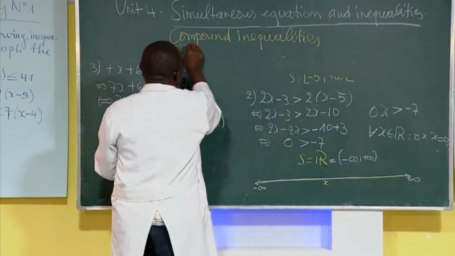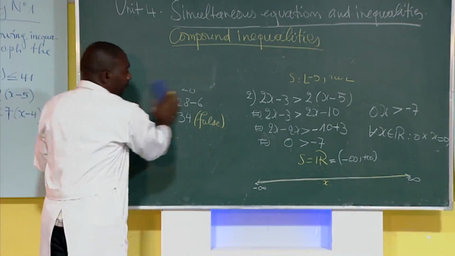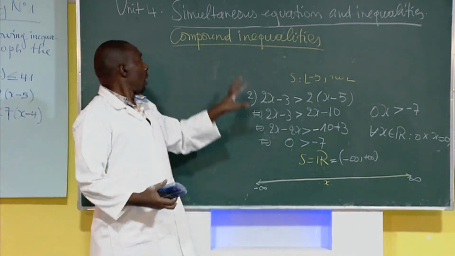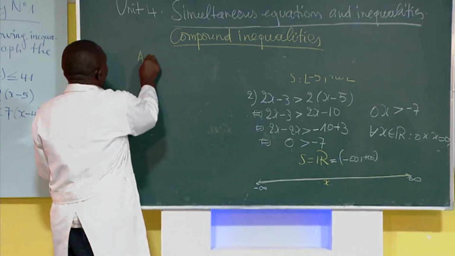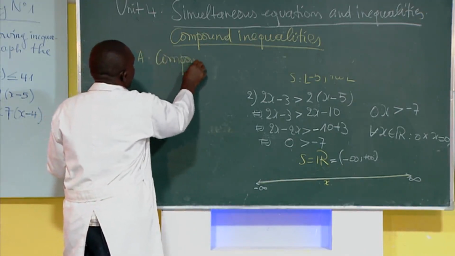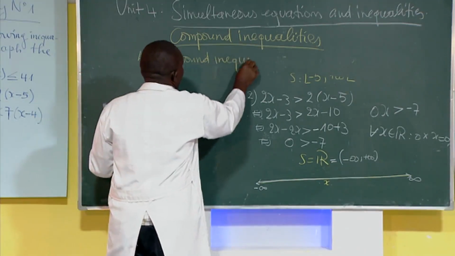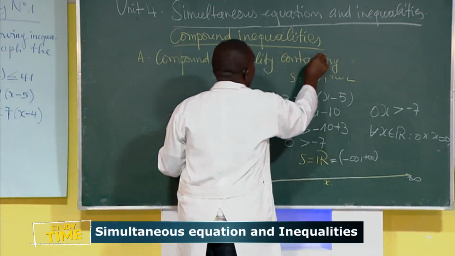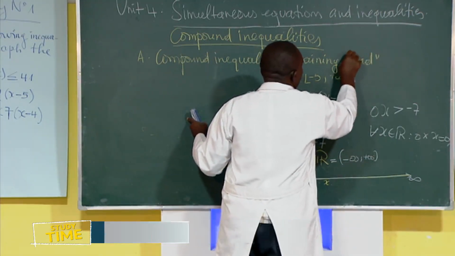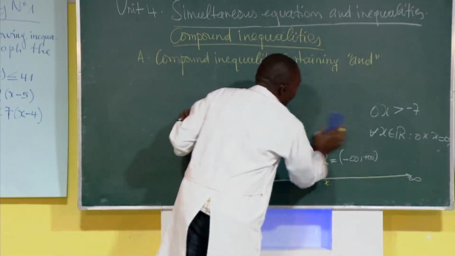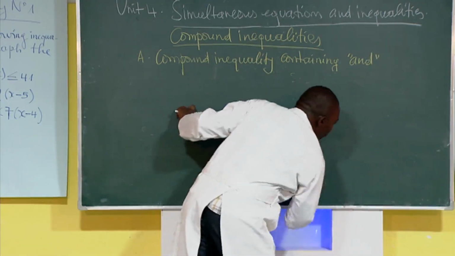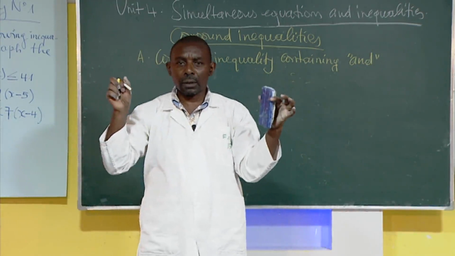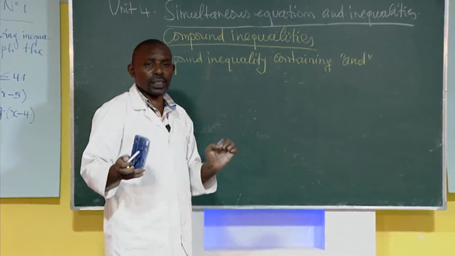Compound inequalities. We have two kinds of compound inequalities. The first case is compound inequality containing "and" in quotes. Compound inequality containing ands. And understand "and" as the intersection between two things. It means here we are going to have two inequalities connected by "and".